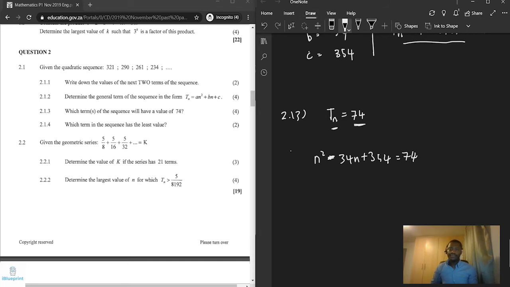Now n squared minus 34n, just take this to the side, subtract it, and you end up having 280. Am I correct? You can double check that for yourself. Then you have to factorize here. First thing is that there aren't any factors to take out. Factorizing n squared, you just have n. Factorizing n by n gives you n squared.